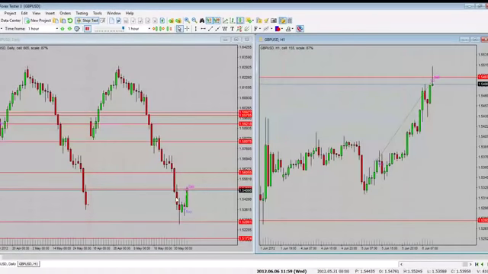So if you take a look at the daily here, this is where we were looking for price to go, into this support resistance area. And as we can see, this is where it's gone. So that's a good one.